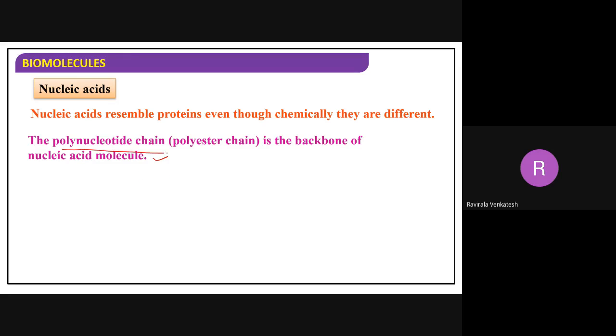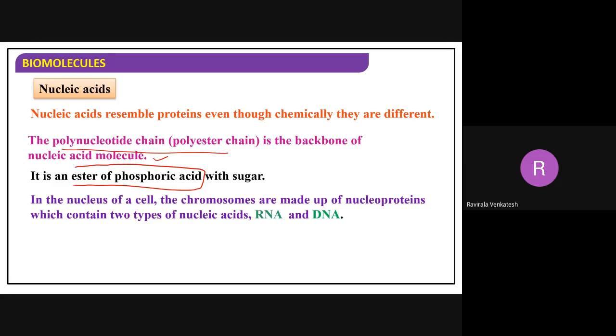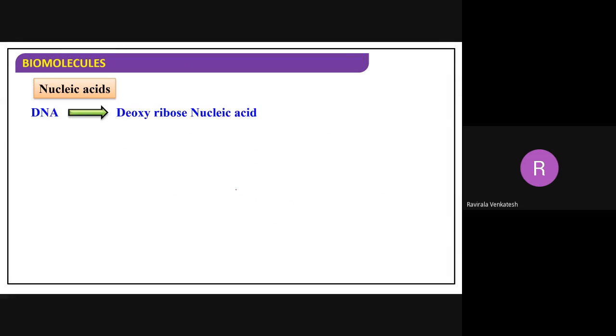Let me see the structure also in the slides. It is an ester of phosphoric acid with sugar. We'll see the structure. It contains an ester of polyphosphoric acid with sugar. Now what are the sugar and polyphosphoric acid? Let me see in the next slide. In the nucleus of the cell, the chromosomes are made up of nucleoproteins, which contain two types of nucleic acid, RNA and DNA: ribonucleic acid and deoxyribonucleic acid, ribose nucleic acid and deoxyribose nucleic acid.